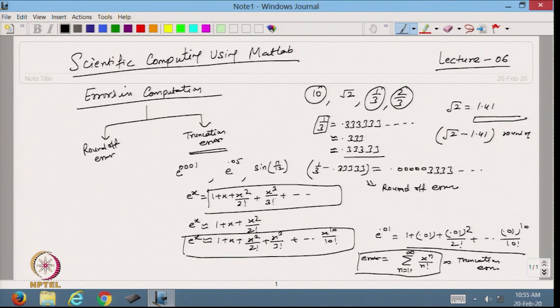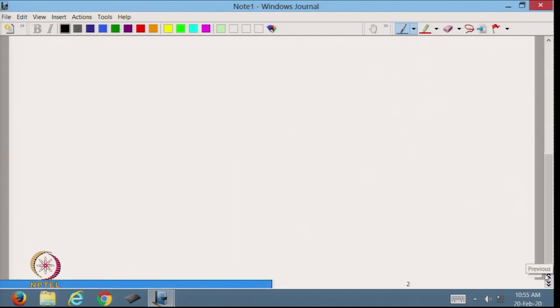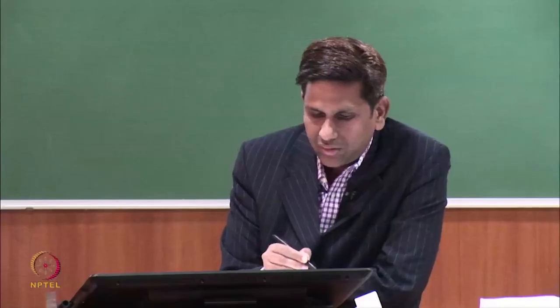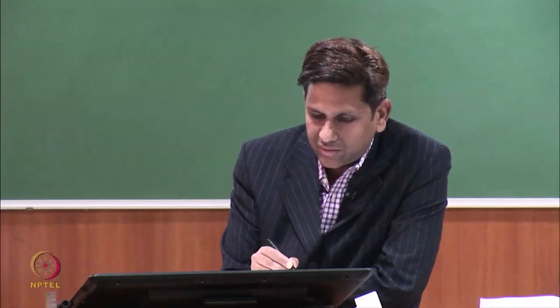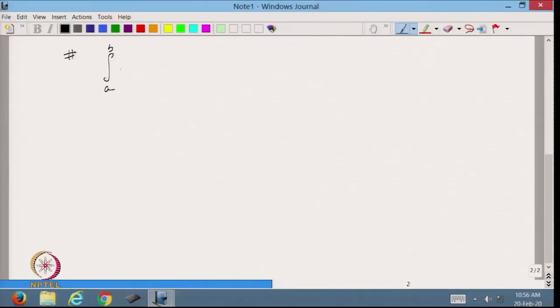So, this is one example of the truncation error. Maybe I can define another form of truncation error. Suppose I want to do the integration from a to b of the function f(x) dx, and suppose I am unable to find the integration analytically.